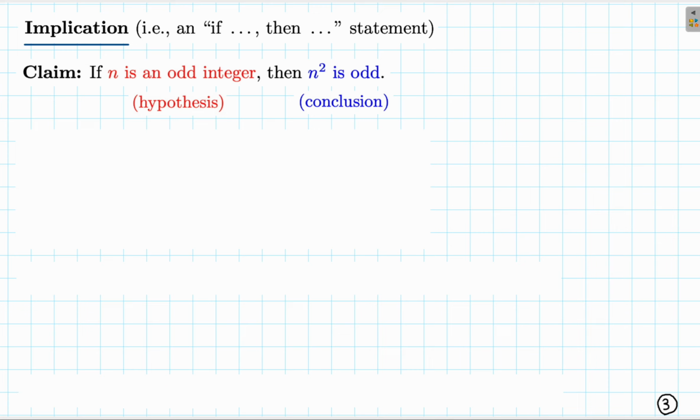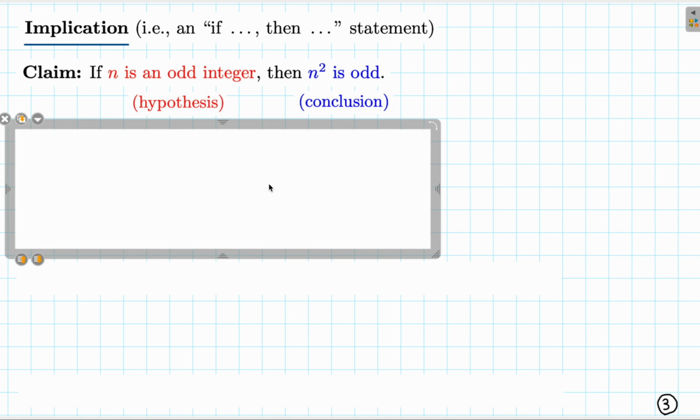Now, an implication has two parts, the if part and the then part. The if part, in this example, is n is an odd integer. The if part is known as the hypothesis of an implication. And the then part, in our example, n squared is odd, is known as the conclusion of an implication. So again, the if part is the hypothesis, the then part is the conclusion.